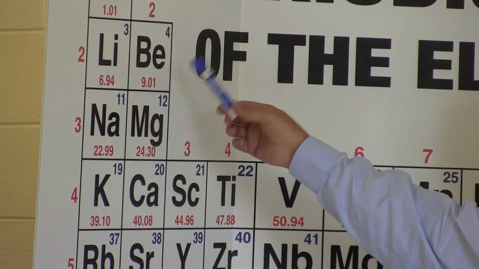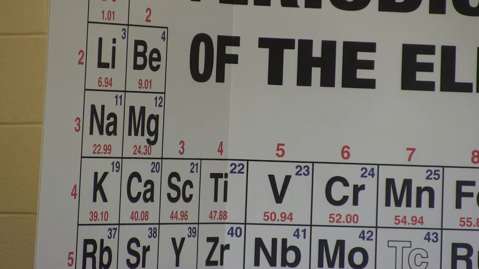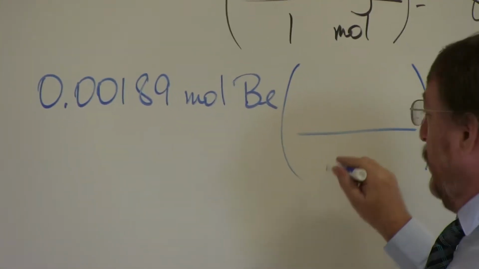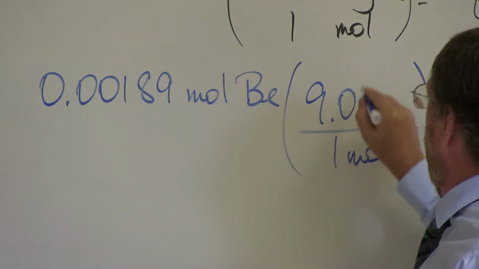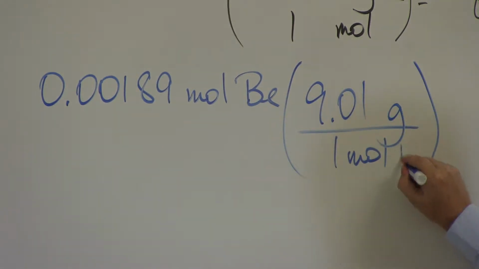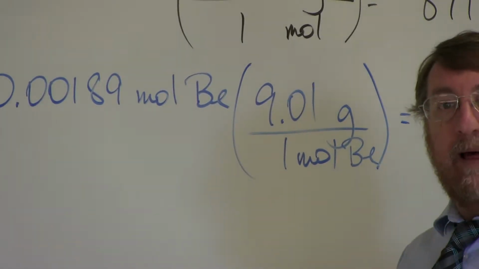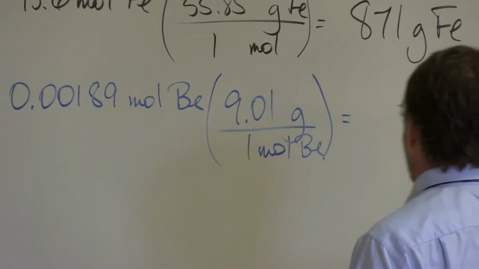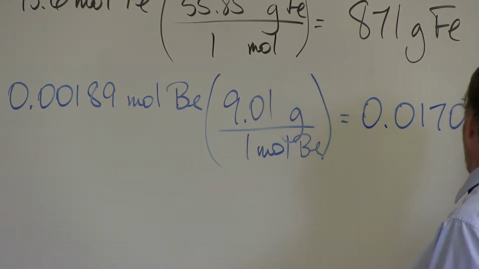A lot smaller than iron, there's fewer protons and neutrons. We know that. So we're going to take that and come back over here. Every mole of beryllium is going to weigh 9.01 grams. Okay, punch it in my calculator, and that'll tell me the mass of 0.00189 moles. That's going to be 0.0170 grams of beryllium.